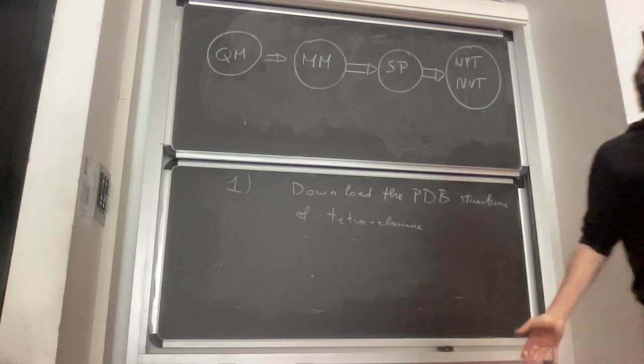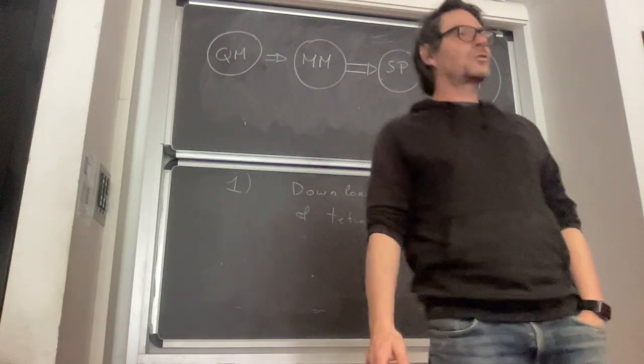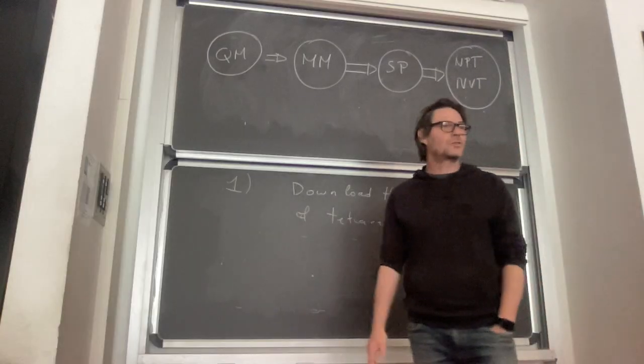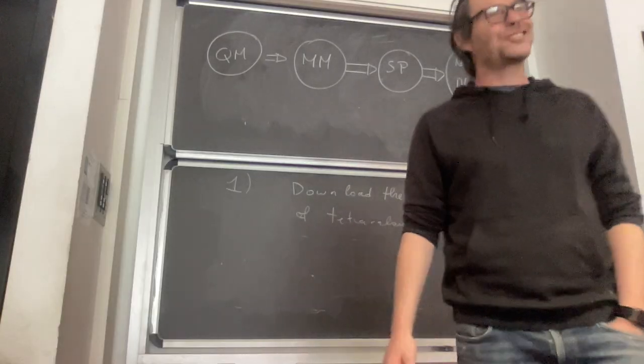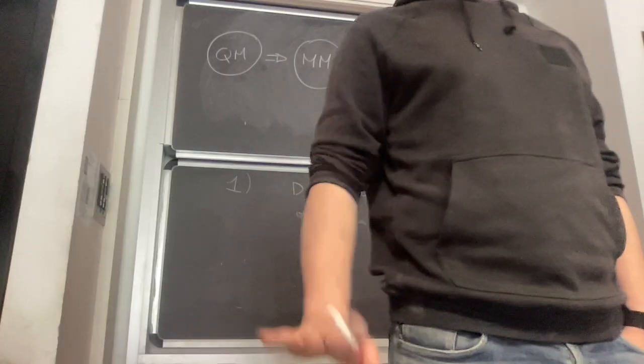You know you can go to the protein data bank, I'm sure. But if you don't, ChatGPT or Claude or whatever you use, or Google, how do I get the tetraalanine PDB structure? Here you go. And you find that. Not very difficult, right? You got a structure.